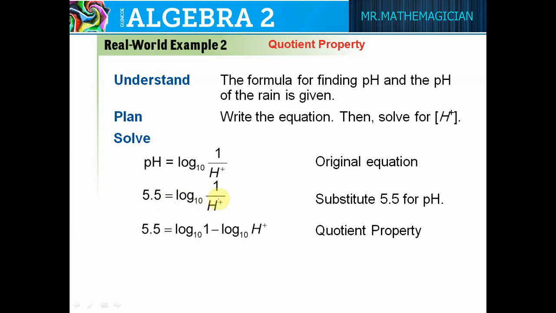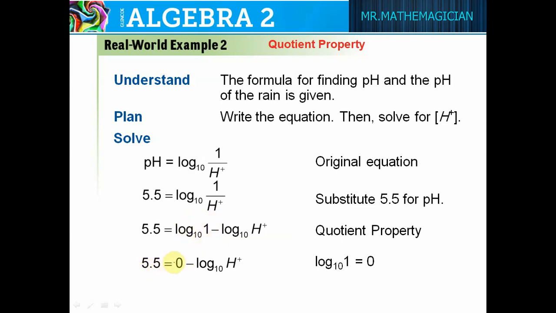Now we will use the quotient property. This is division, so it will be subtraction. So log 1 base 10 minus log H positive base 10. Log 1 base 10 is 0. You can find it using a calculator or from your previous knowledge about logarithms.